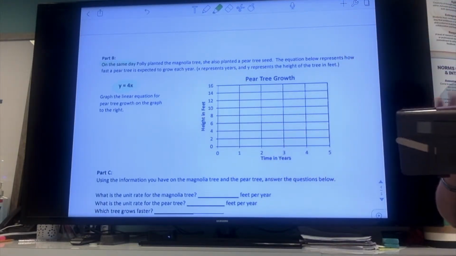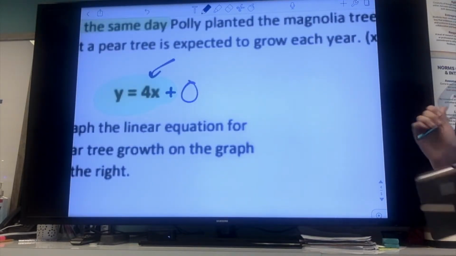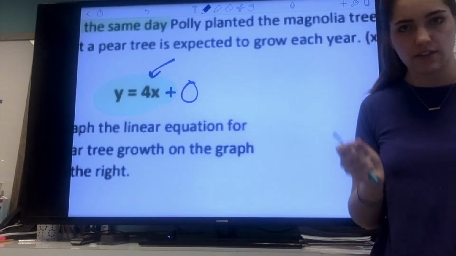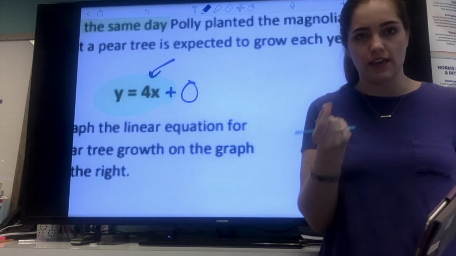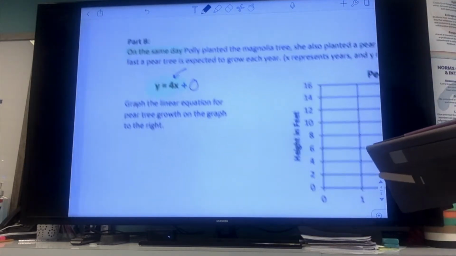Remember, our slope is 4, and our initial value here is actually 0 because it's a seed. There isn't any initial height. And don't get all caught up in the fact that the seed itself has measurement to it. Yes, that seed has mass, but the tree does not have height yet.